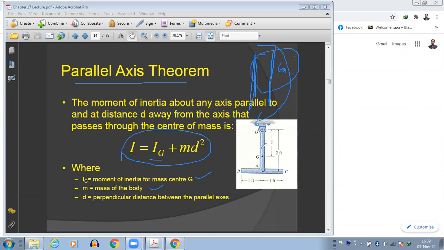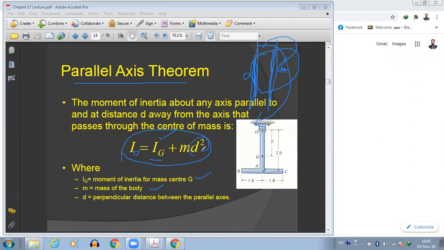Okay, so remember, let's say this is the center of gravity, so the body might rotate across this axis. So if I want to know the moment of inertia at this point, this is a parallel axis. This axis is parallel to the axis through the center of gravity. So I can find the moment of inertia if the body is rotating along this point. Let's say I call this point O. So I can find IO if I know IG plus M into D.